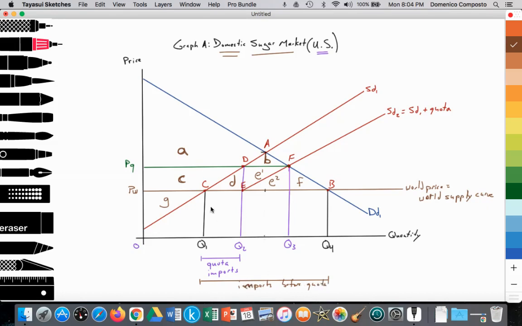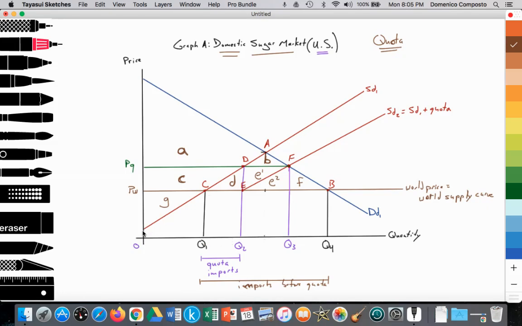All right. So then the central government decides to intervene. They want to encourage more domestic production of sugar, and they decide to apply a quota: a limited or fixed amount of sugar that will be tolerated to be imported into this domestic economy. They set that quota in the amount of Q2 minus Q1. So only this quantity of sugar can be imported into the domestic economy.